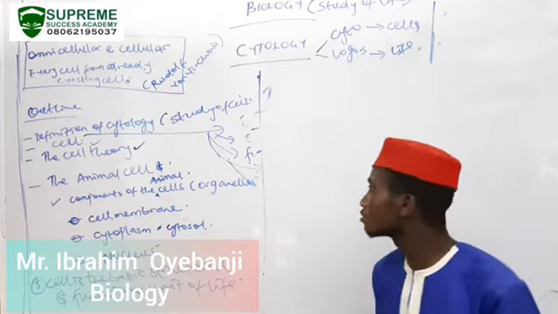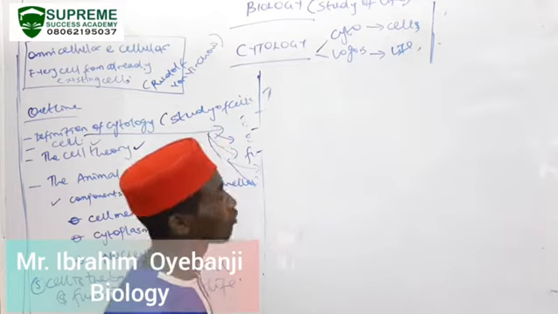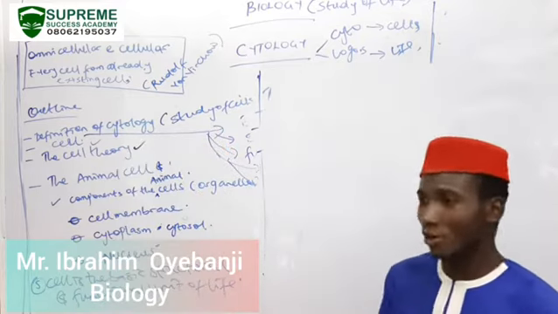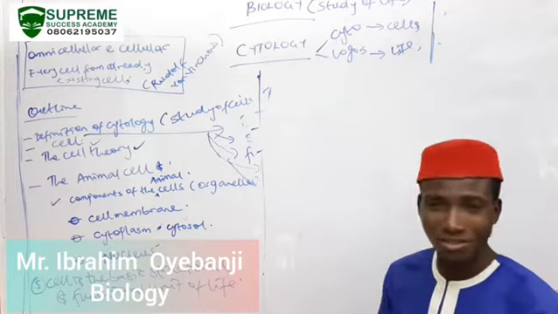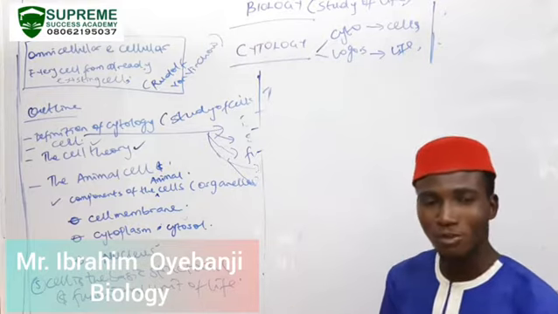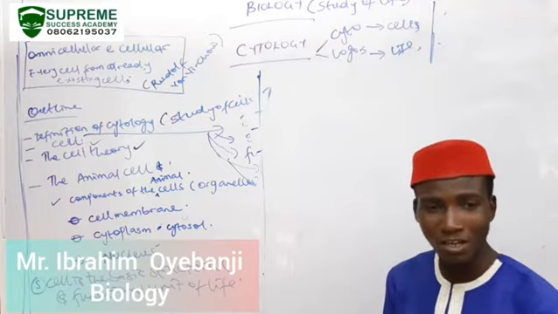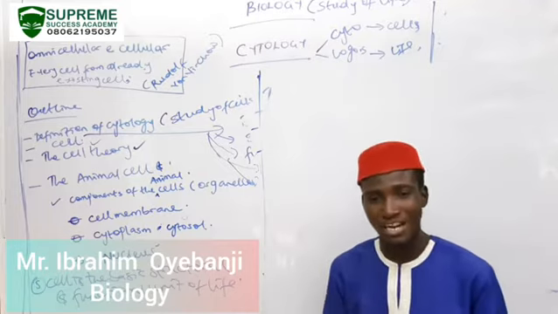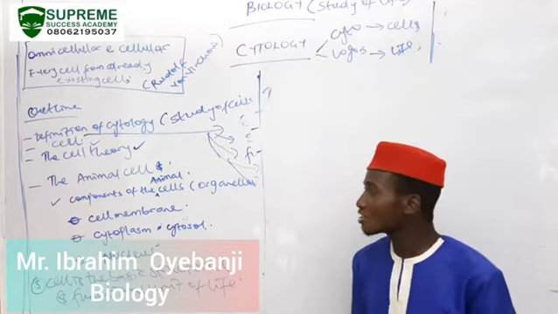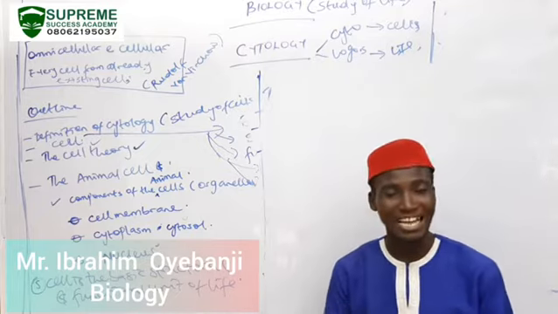Welcome back to a continuation of our online lecture on cytology. If you would recollect, we already discussed the cell theory, where we talked about the roles of Robert Hooke, Matthias Schleiden, as well as Theodor Schwann. In the continuation of our lecture today, we shall be describing the animal cell.